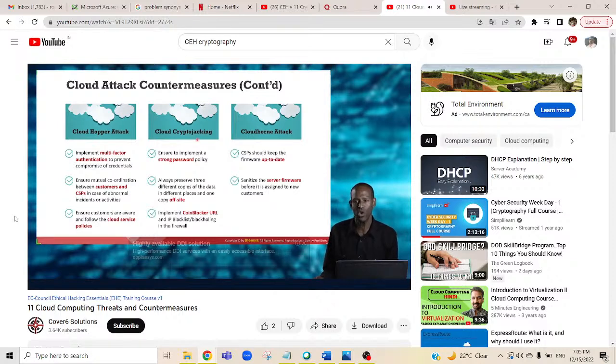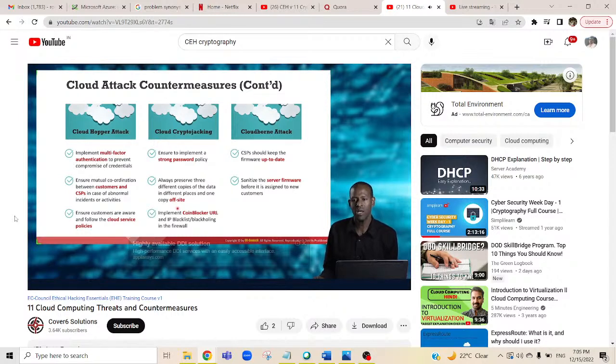But what about crypto jacking? One of the first things you want to do is have strong passphrases. Have a policy that makes that important at the cloud service provider level, and mainly this is going to be at the customer level that's making use of the cloud services. Always preserve three different copies of the data in different places and one copy off-site. All right, so we want to air gap that information.